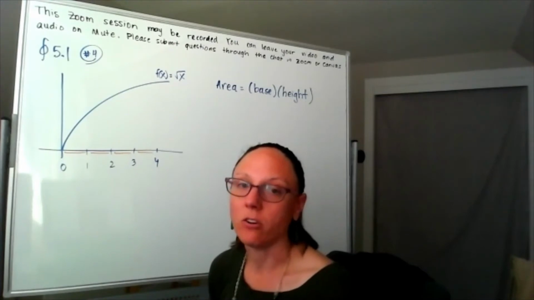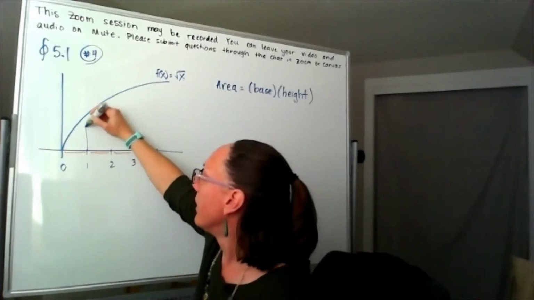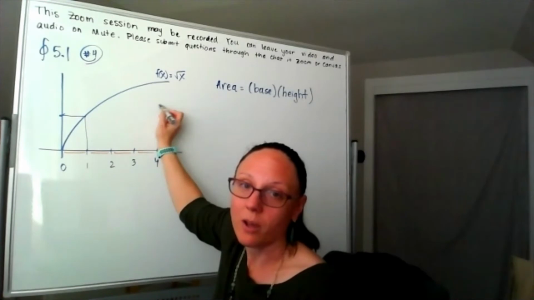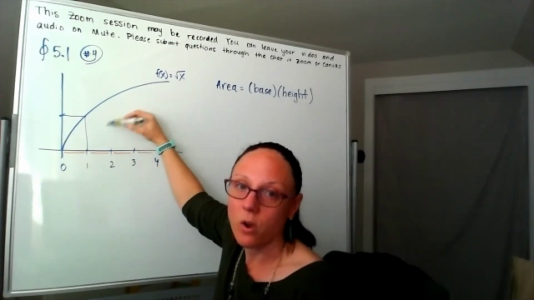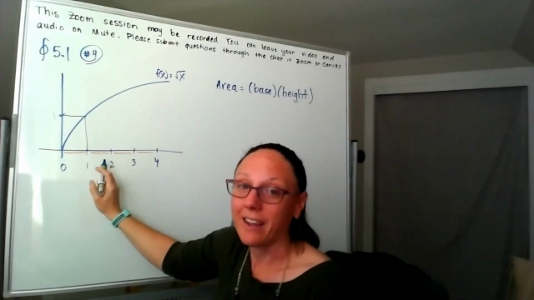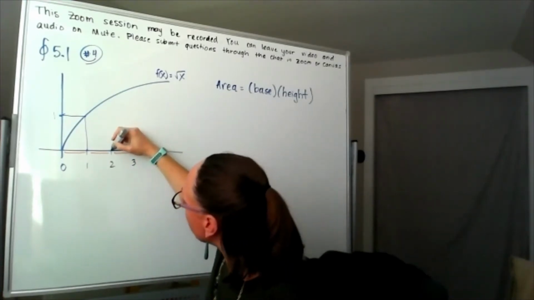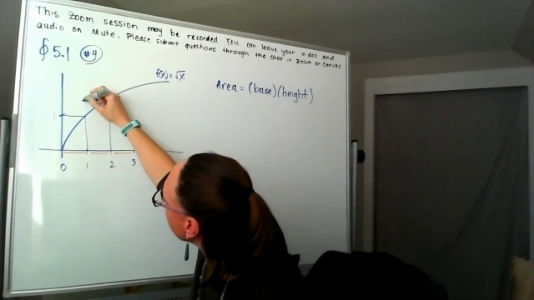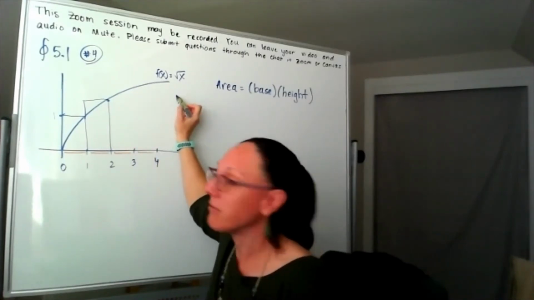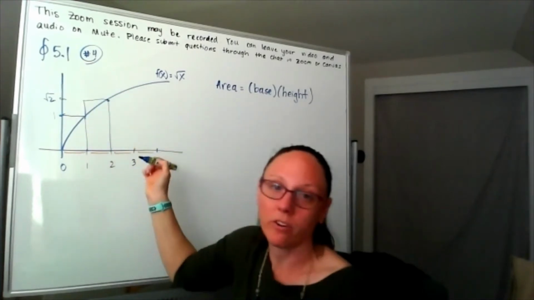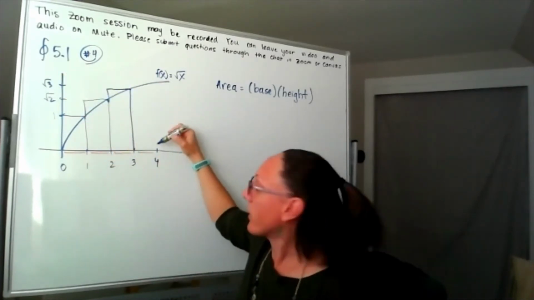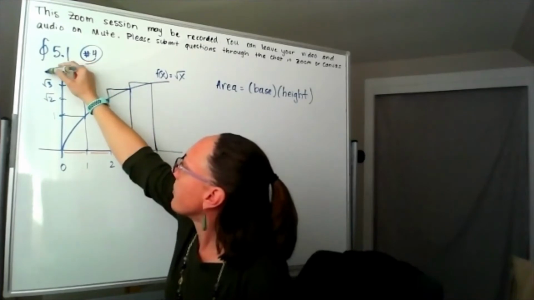So for that first rectangle, I'd be using an x value of 1, which means that to figure out the height of the rectangle, I'm using the function to get the y value. So if x is 1, then my height is 1. For my next rectangle, I'm again using the right-hand endpoint of the next interval. Now my x value is 2, and when I plug it into the function, that height is square root of 2. Same thing here. And for my last rectangle on the right-hand side, that's going to be a height of 2.